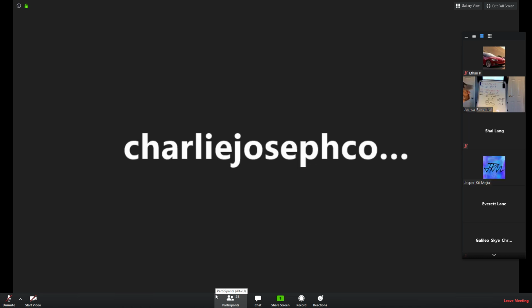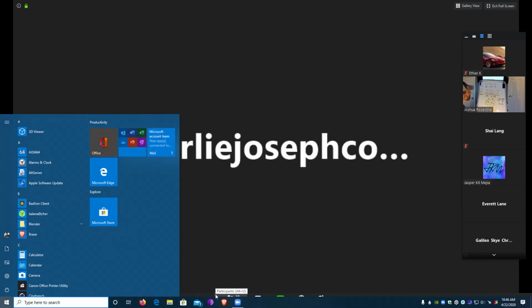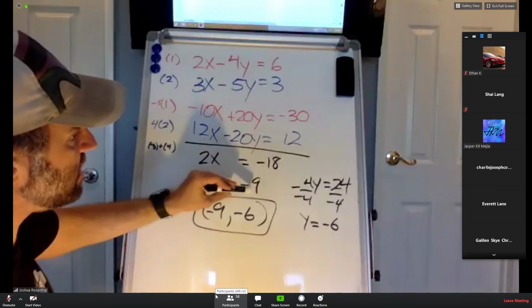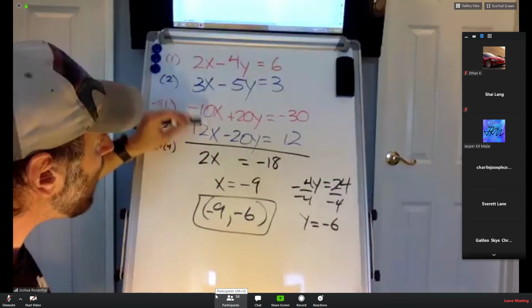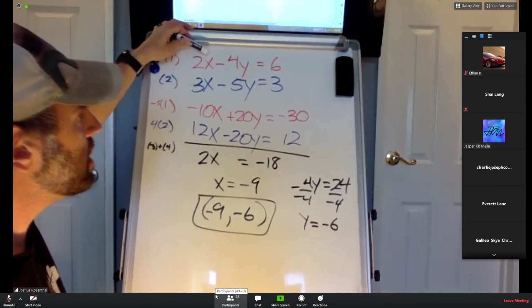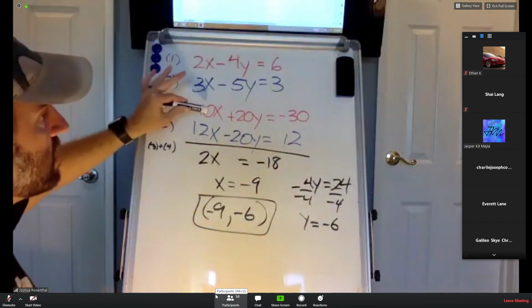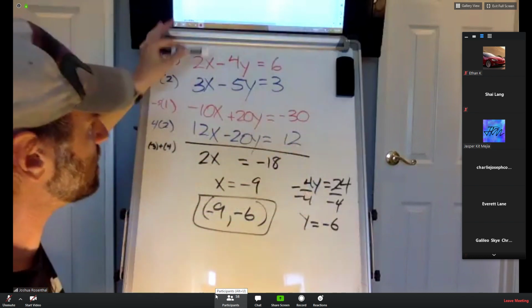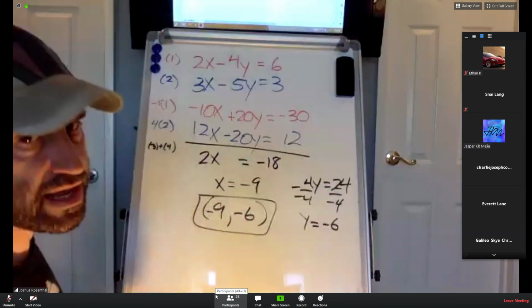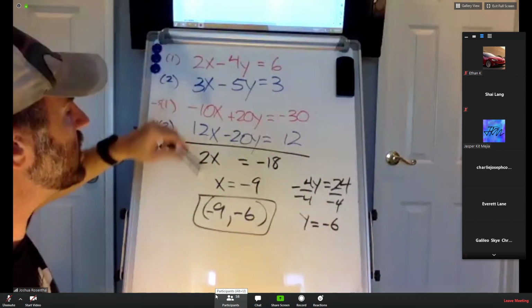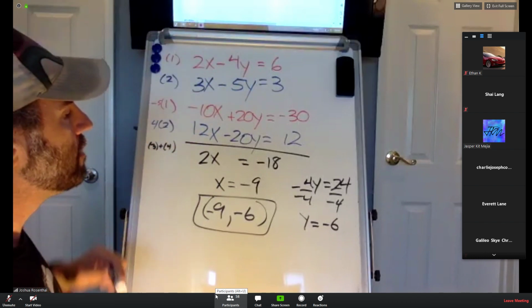To find y, I plugged the x I got into any one of these. I happen to plug it into the first one. But if you plug it into the second one, guess what you're going to get? Negative 6. If you plug it into the third one, you're going to get negative 6. If you plug it into the fourth one, negative 6. Pick any of the equations because they're all true.